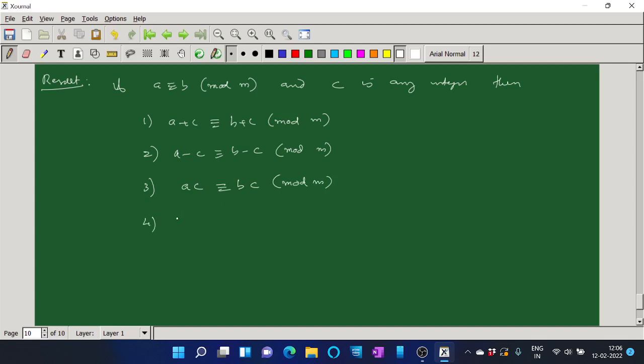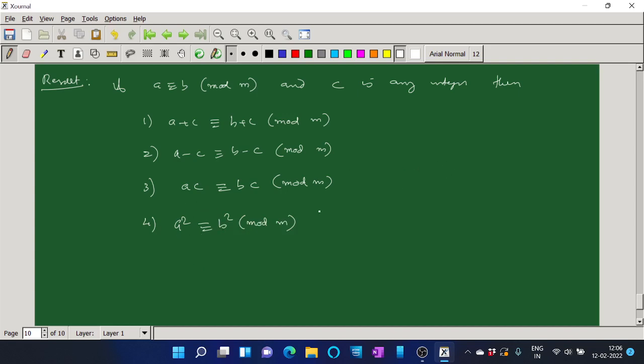And another result that we are getting is, if A is congruent to B modulo M, then A square is congruent to B square modulo M. That is also holding. All this you can verify easily.